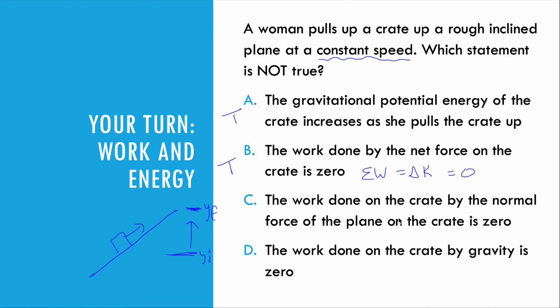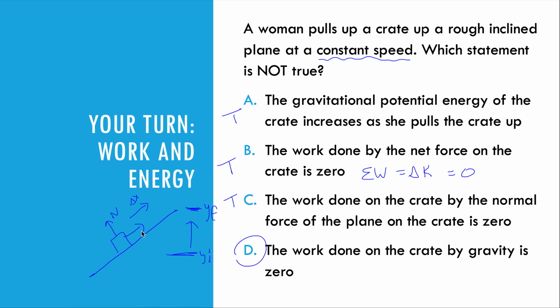The work done on the crate by the normal force of the plane is 0. Well, the normal force is always perpendicular to the surface. So we know that that's true as well, because if the displacement is along the incline, then the normal force is perpendicular to the displacement, and that is zero work. That's a true statement. So the statement that is not true is that the work done on the crate by gravity is zero. That is not true.